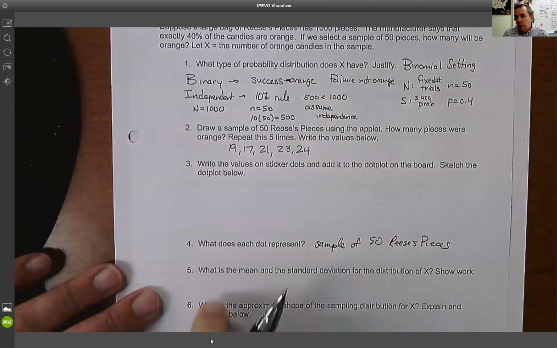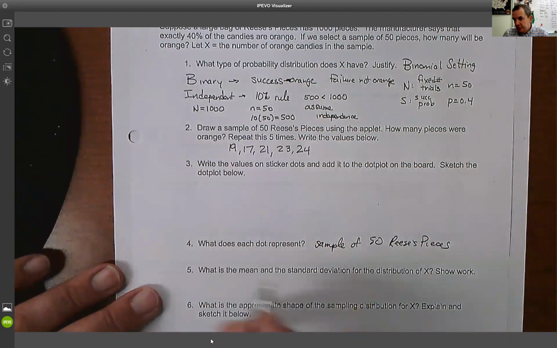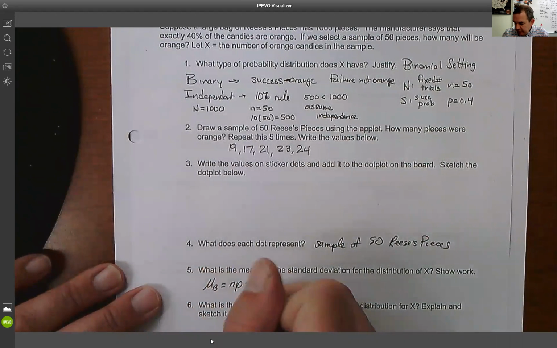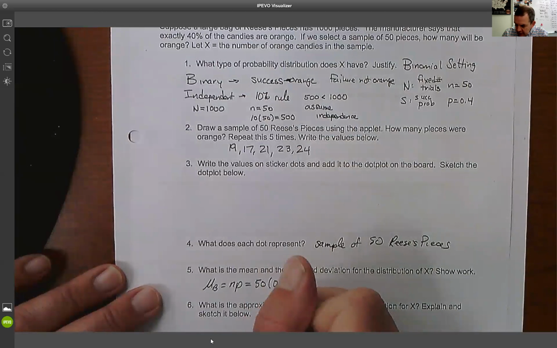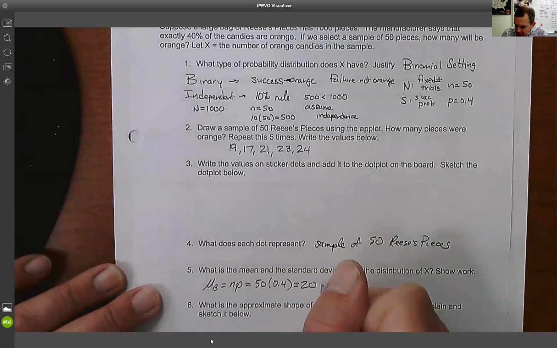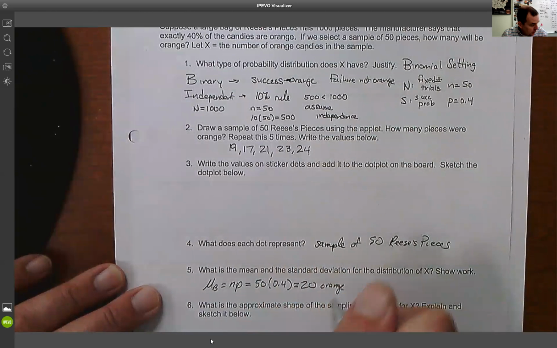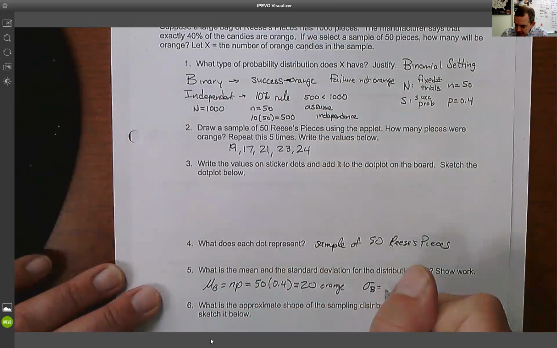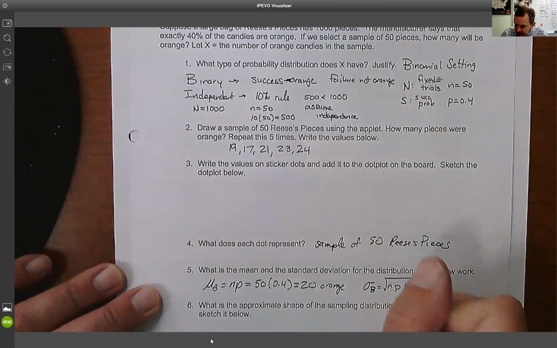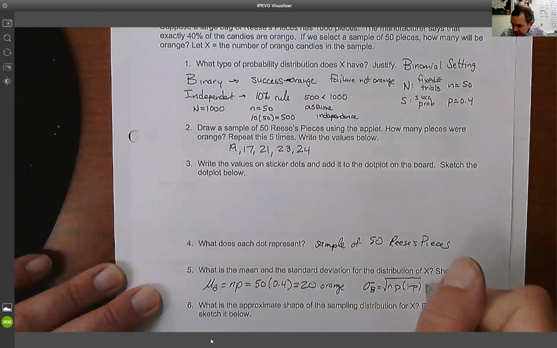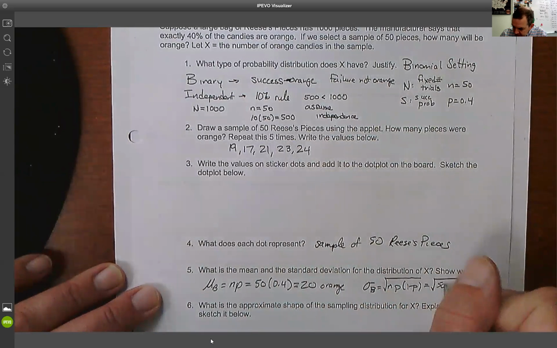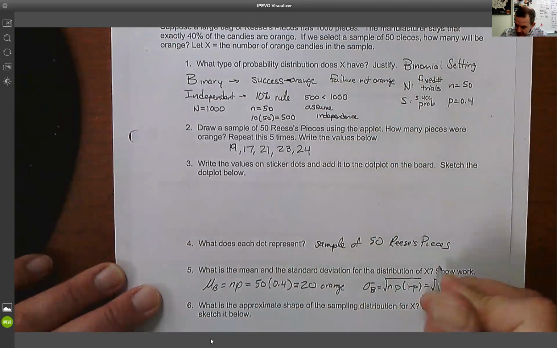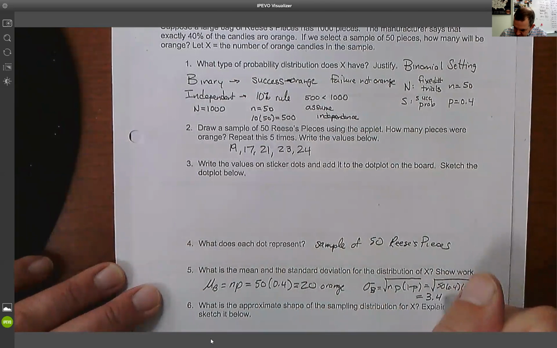Okay, so now, what are the mean and the standard deviation? This is from your formula sheet. The mean of a binomial is equal to n times p. So 50 times 0.4, we're talking 20 orange pieces. We would expect 20 orange. The standard deviation of a binomial, from our formula sheet, is the square root of n p (1 minus p). So in this case, it is the square root of 50 times 0.4 times 0.6. And the answer to that is 3.46 orange pieces.